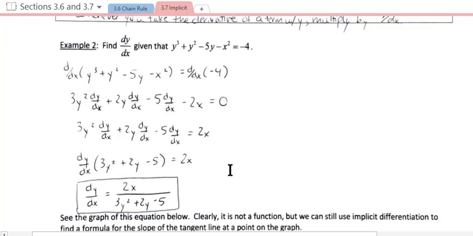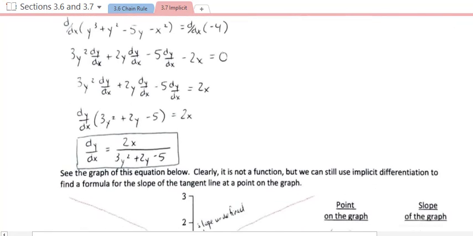So you do expect to get this fractional look to many of these problems. Most of these implicit differentiation problems are going to end up being fractions because of this factoring out of dy/dx and dividing. And it is okay for it to have both x's and y's in it. It won't always, so don't think that we're tricking you if it doesn't, but it often will have both x and y in it.